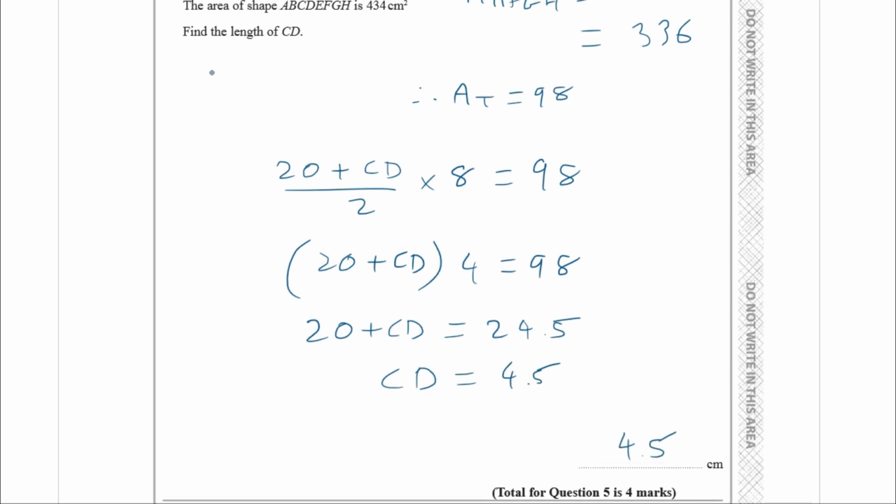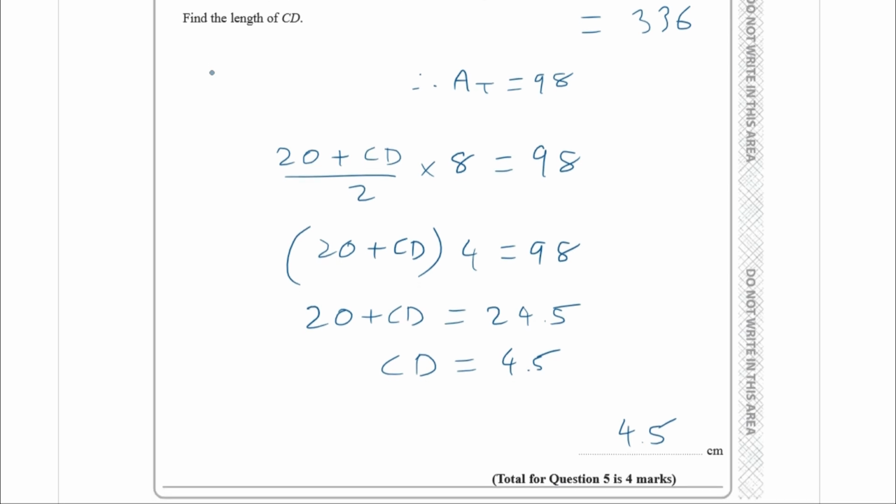So CD is 4.5, and you could always double check by finding the area of your trapezium again and checking that it's 98. If you're in the test, I would encourage you to do that. Anytime you have a chance to get marks in the early section of the paper, which is right now, those 4 marks are way easier to get than the marks at the end of the paper. So make sure that you get these 4 marks and that your answers are correct. Please double check your work if you can.